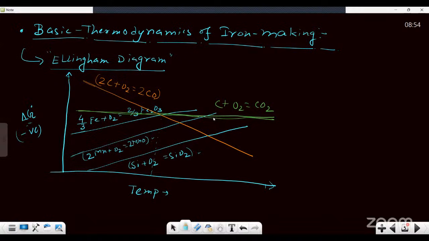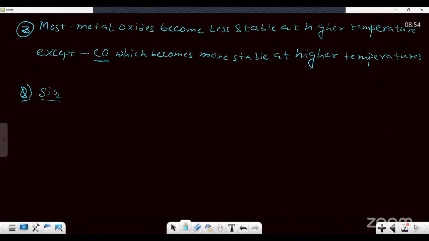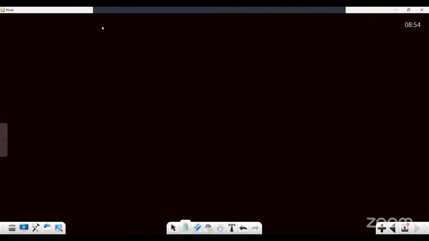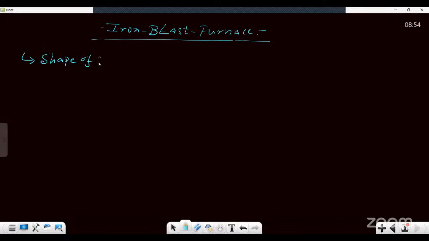This is the main thing. Now we will talk about something very important, which is the heart of iron making, the iron making blast furnace. All the reactions of iron making that we will talk about in this course happen inside the blast furnace. So we first need to understand the shape of the blast furnace.